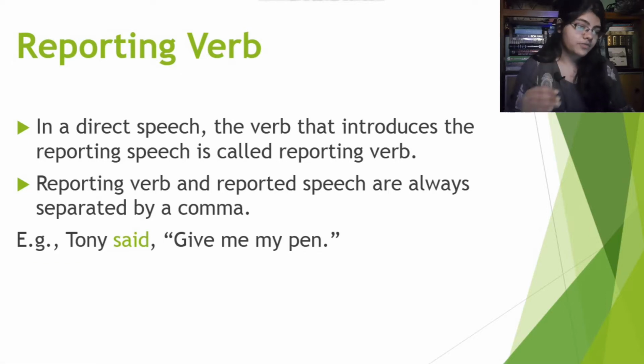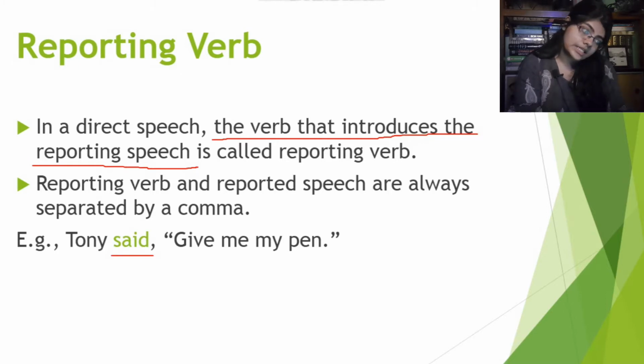Now, as per the first point, what's said here? That in a direct speech, the verb that introduces the reporting speech. What's the verb here in the example? The verb is said. So, here said is the reporting verb. Now, what's said here is reporting verb and reported speech are always separated by a comma.